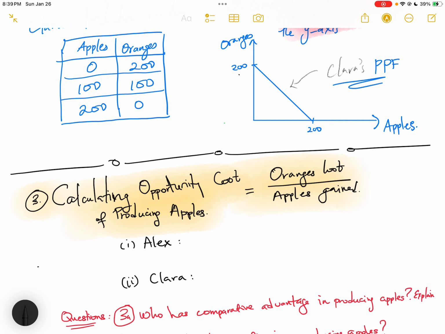So for Clara, oranges lost, so the orange number is 200. So oranges lost 200 over apples gained 200. You do the math, that will be, let me write this in full. 200 oranges lost, apples gained in the denominator, and so we have 1 orange lost per apple gained.